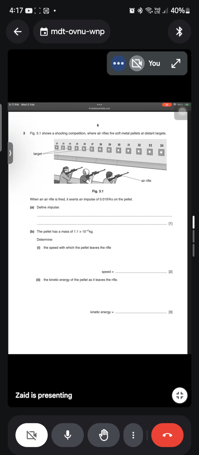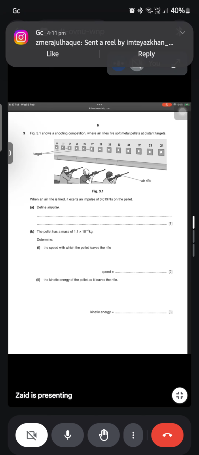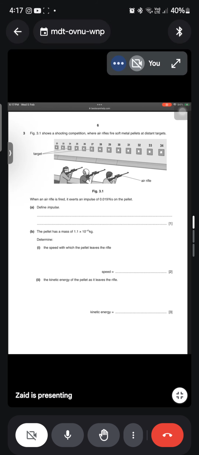Impulse: when an external resultant force acts on an object for a short amount of time. Basically impulse is change in momentum, not rate of change of momentum. So simply you can write change in momentum. But a better definition was what Ziad told us: it is the product of force and a short interval of time. Delta P equals F multiplied by t. That's the better answer.